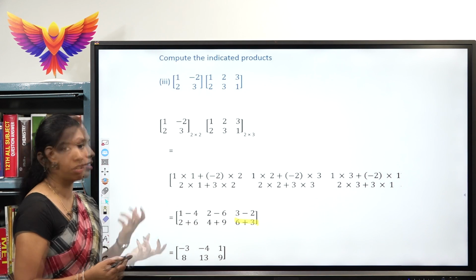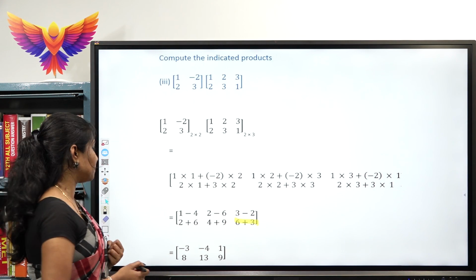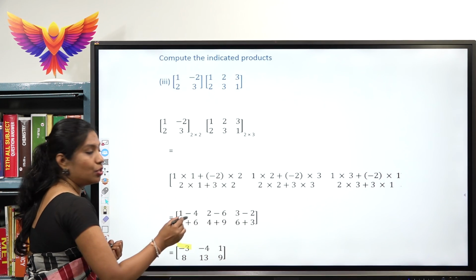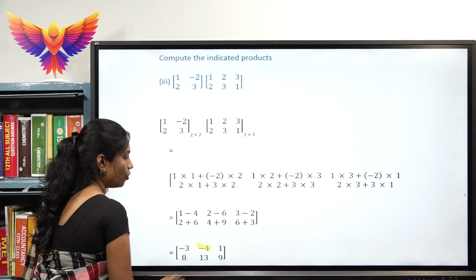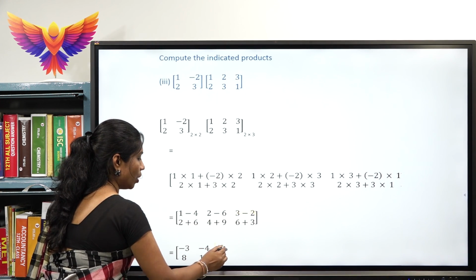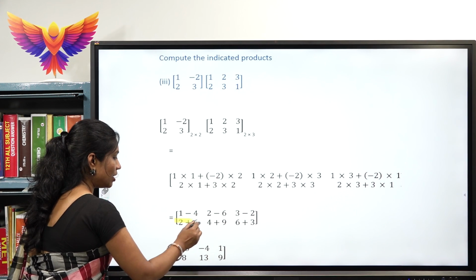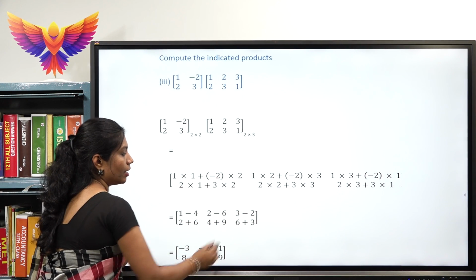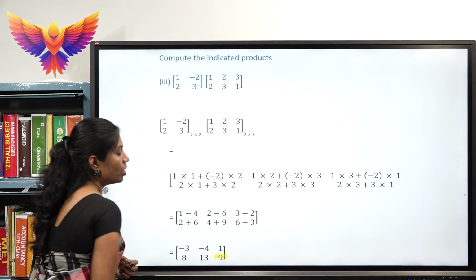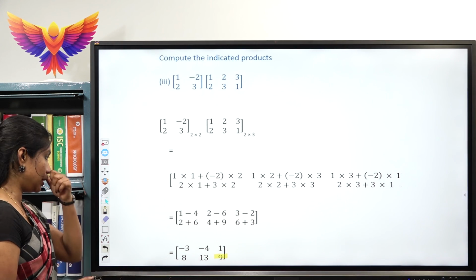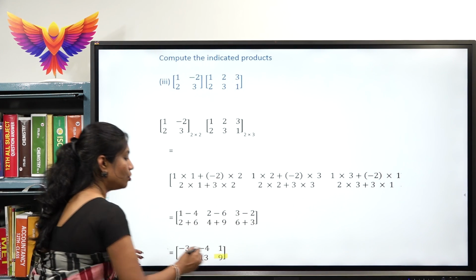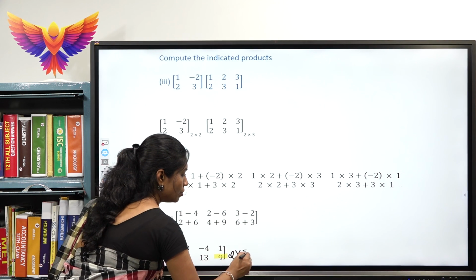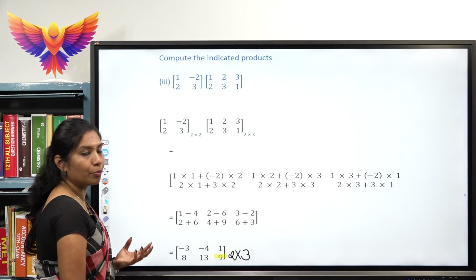So, normally subtracting and adding the elements here. It is 1 minus 4, which is minus 3, 2 minus 6, which is minus 4, 3 minus 2, which is 1. Same way, 2 plus 6, which is 8, 4 plus 9, which is 13 and 6 plus 3, which is 9. So, I will be getting the matrix here as 2 rows and 3 columns, a 2 cross 3 matrix. That is what we are supposed to get.